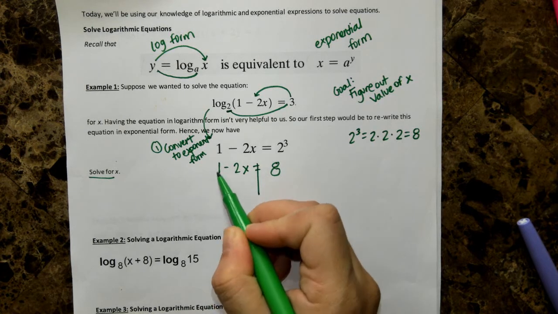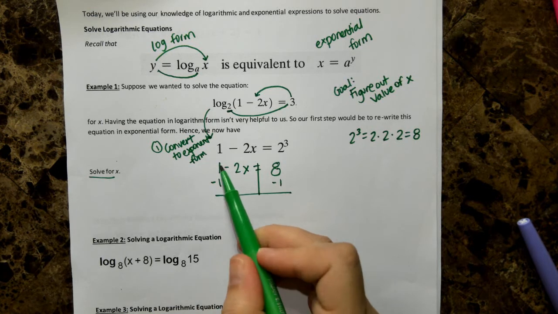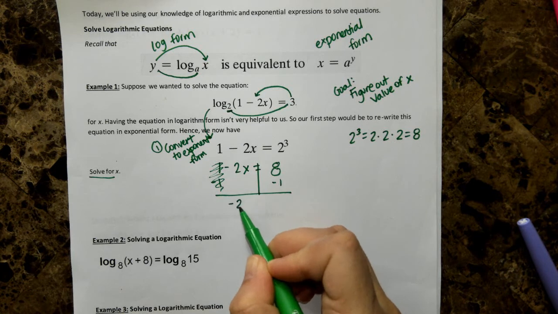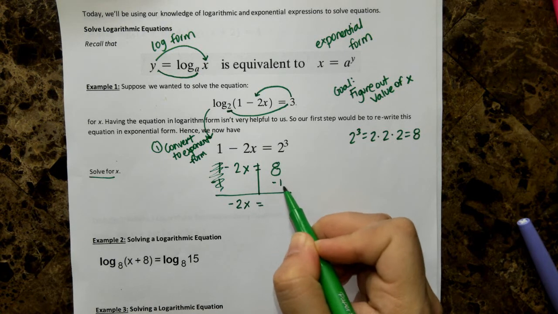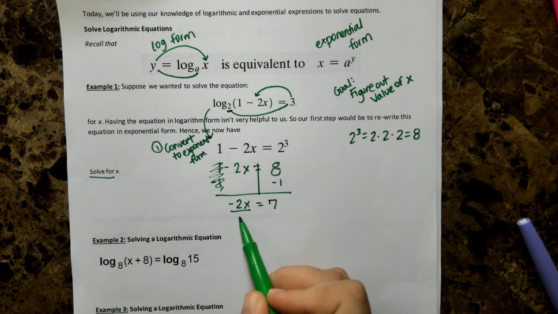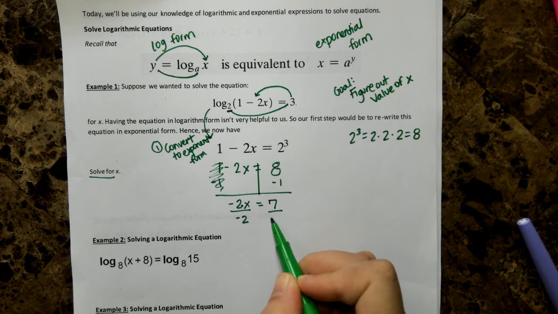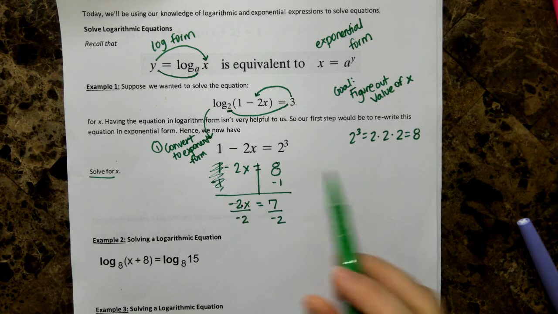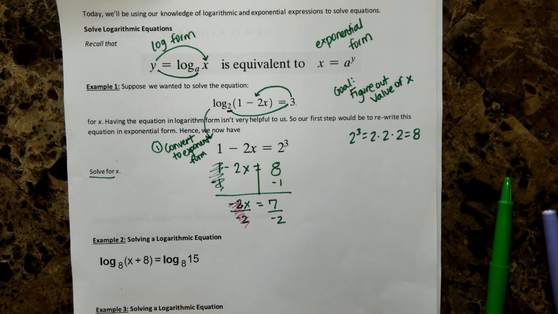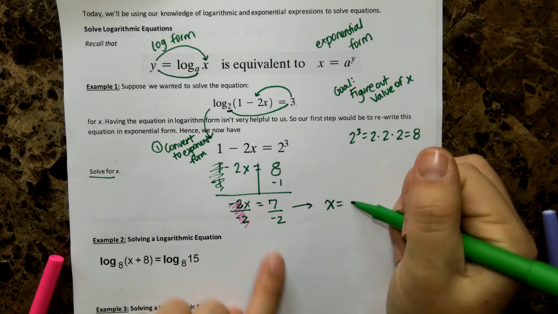I'm going to get rid of this 1. It's a positive one, so I'm going to subtract 1 from both sides. 1 take away 1 is 0, so those cancel out. I'm left with negative 2x equals 8 subtract 1, which is 7. And then I'm going to divide both sides by negative 2, because negative 2 is being multiplied by x. And negative 2 divided by itself is 1, so it's just going to cancel out. And I am just left with x equals negative 7 halves.